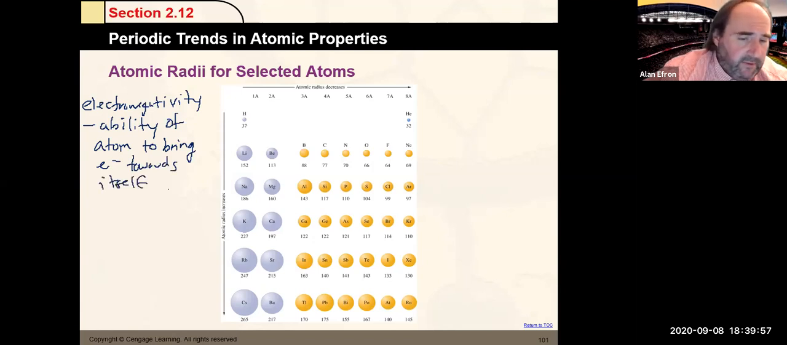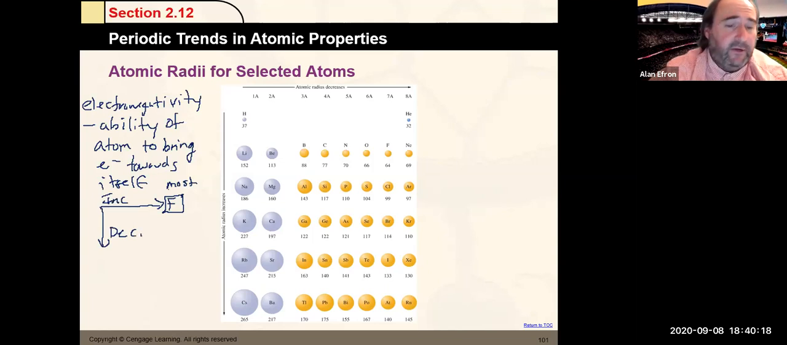And in general, on the periodic table, as you go up and to the right, it increases. Fluorine on the periodic table is the most electronegative element you could have. And as you go left and down, it decreases.